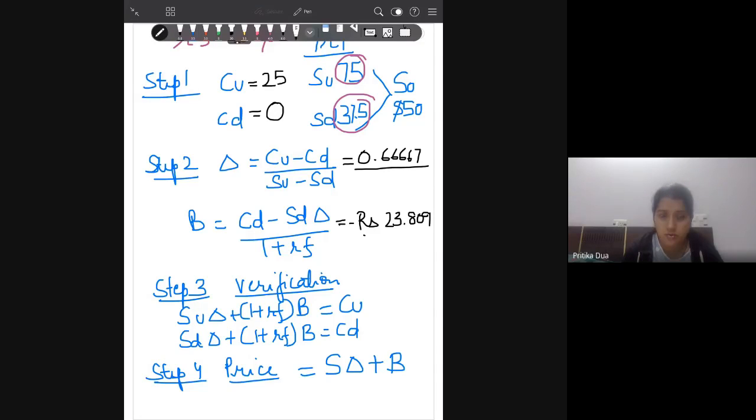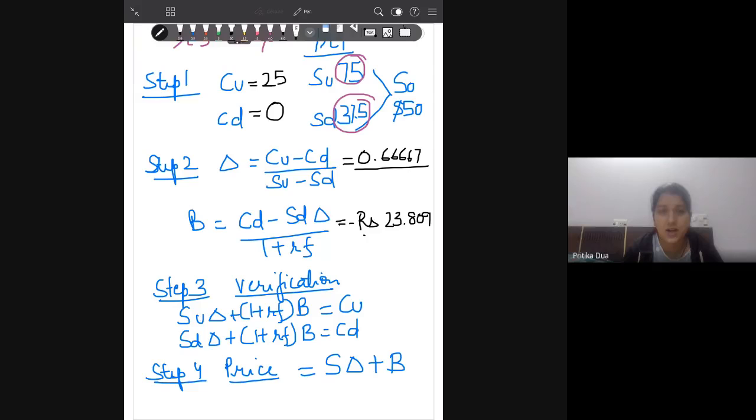Okay, so now put these values, all the values are there on the screen. Put them in the verification formula. Okay, it is being verified. So then you can move directly to the last step. Rest of you also solve step 3. You can verify whether you have calculated delta and B correctly.